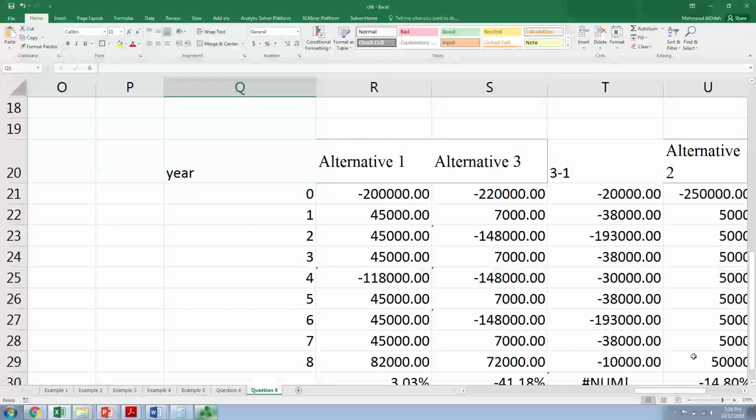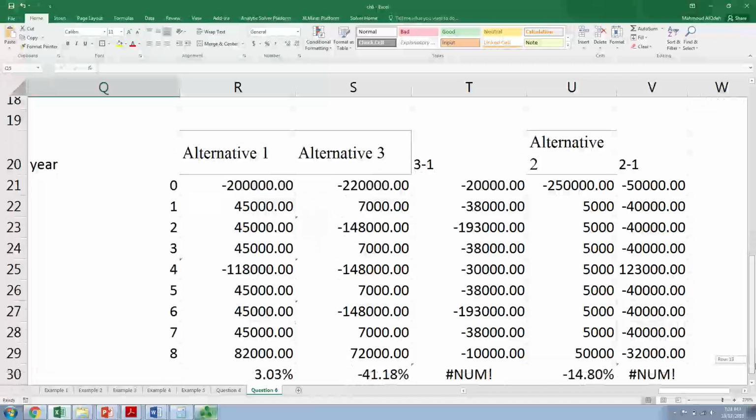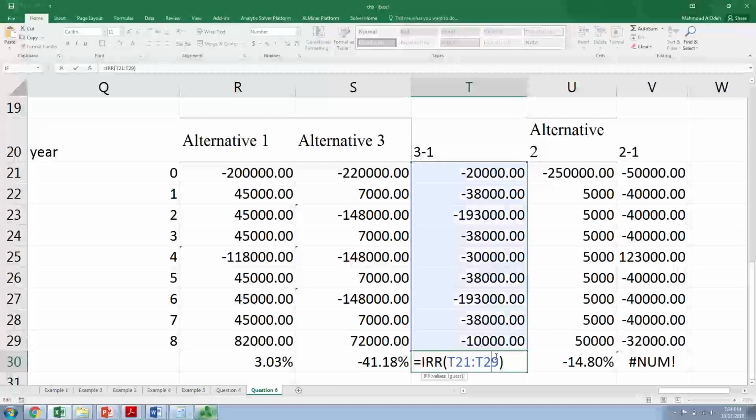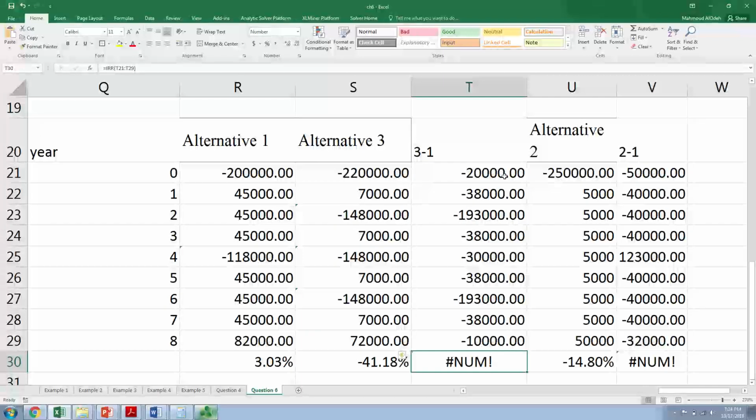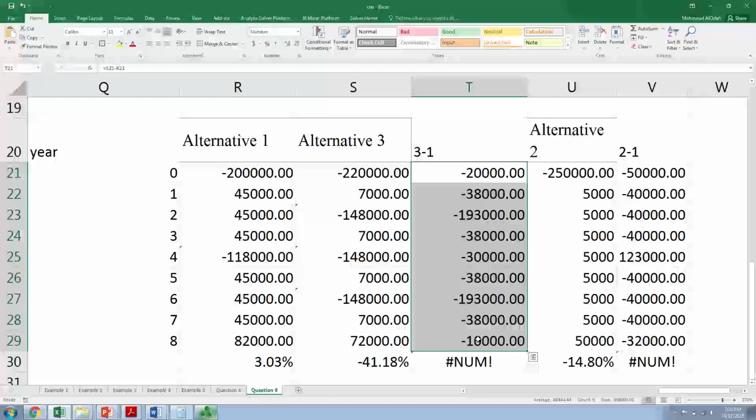In this case, as you see, if you do the subtraction and apply the IRR, it's not going to work, because the cash flow is mostly negative numbers. Because of that, there's no way you can get an IRR value here. So once you see mostly or all negative numbers like this, you eliminate the alternative with the higher initial cost. This is the higher initial cost, so we reject alternative 3 and go with alternative 1.